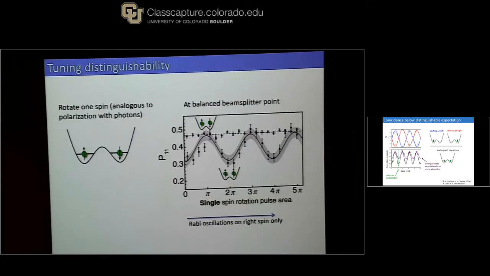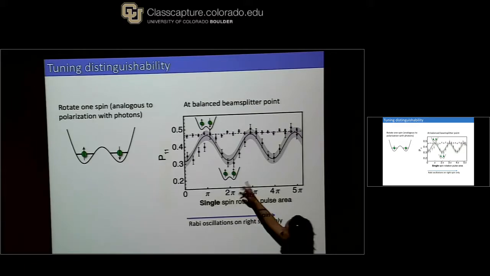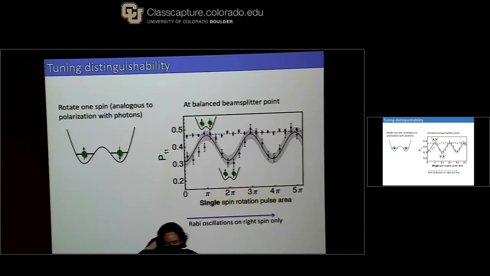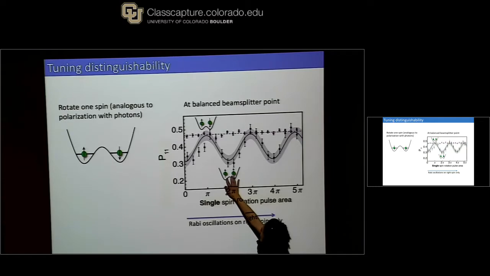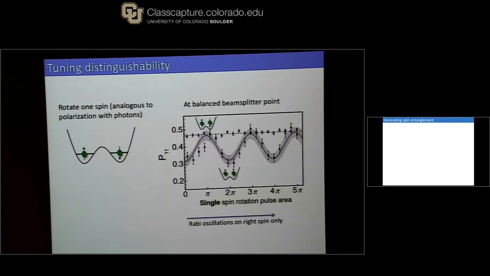So what else? We can also vary the distinguishability by varying the spin here. If we have the up-up state here, then we can get below 0.5. And if we actually have up and down, then those atoms will be distinguished, and we would go to this 0.5 limit. Okay? All right. So yeah, any other questions there?